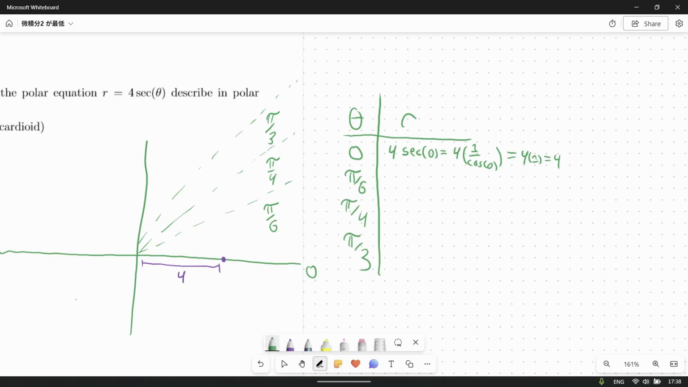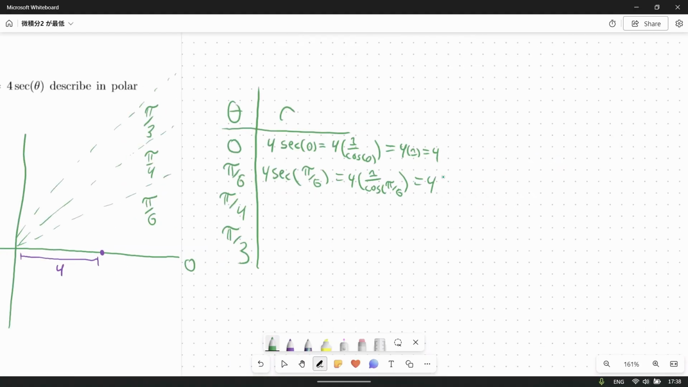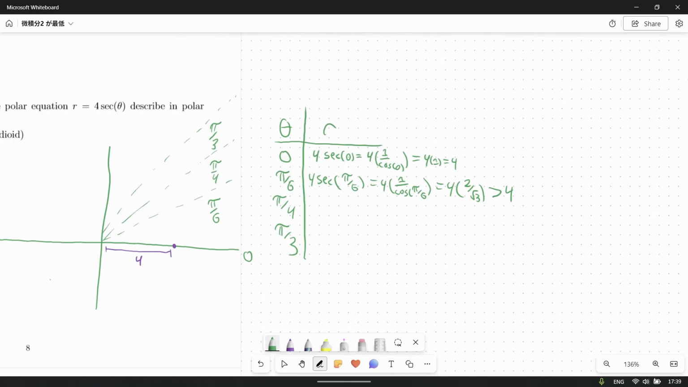And in the case of pi over 6, that's going to be equal to 4 secant of pi over 6, which is equal to 4 times 1 over cosine of pi over 6, which is going to be equal to 4 times 2 over root 3. And then this is going to be greater than 4. I'm mentioning the fact that it's greater than 4 because what you're going to come to realize is each of the values that I come up with are all going to be greater than 4.